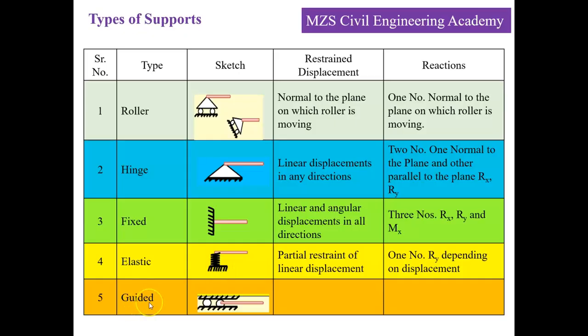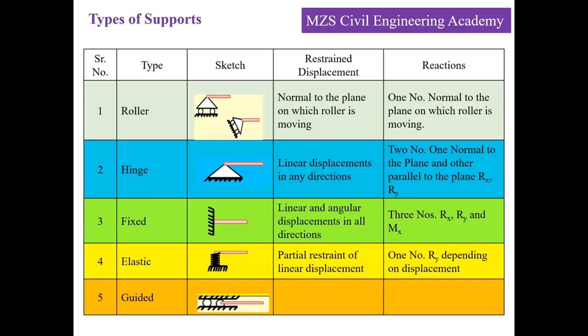The next one is the guided support. The name itself indicates that the rotation or displacement is under guided surfaces here. So for guided surfaces, we have a smooth roller. There is no question about the generation of resistive forces. So it will be under the pull or push action with reference to the direction the force is being applied.